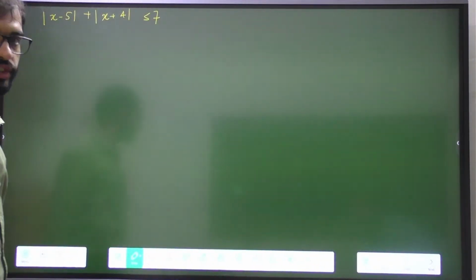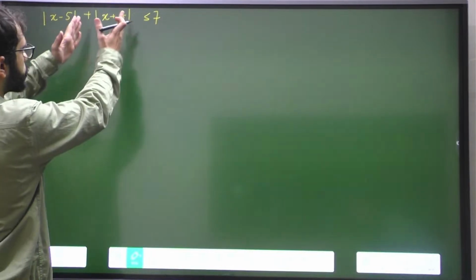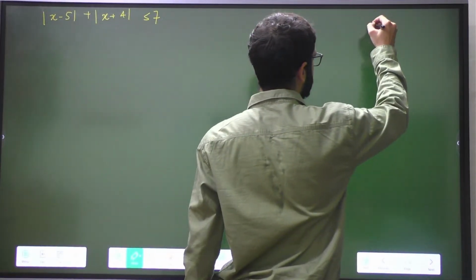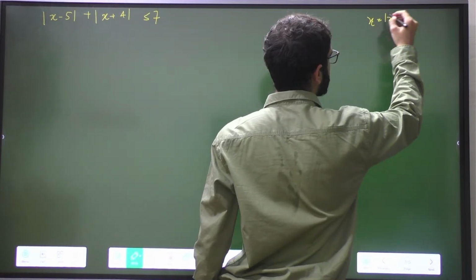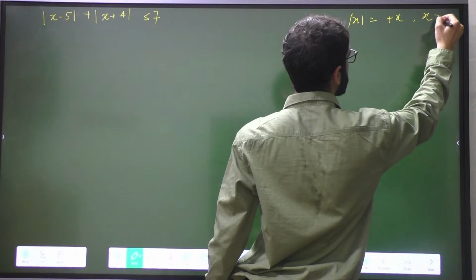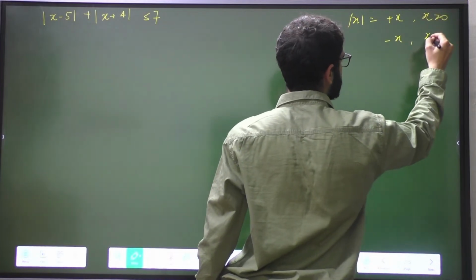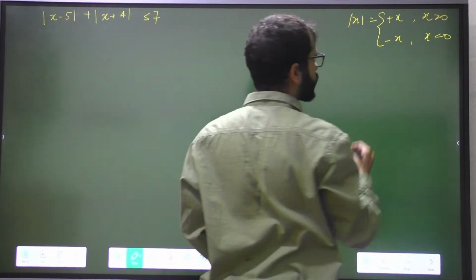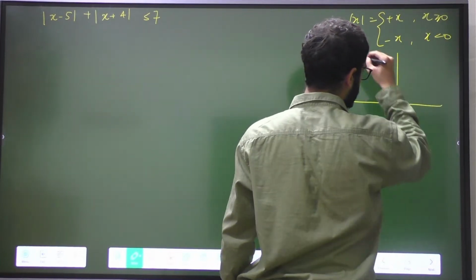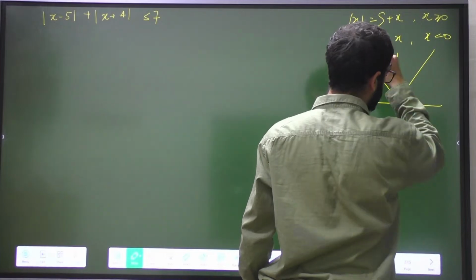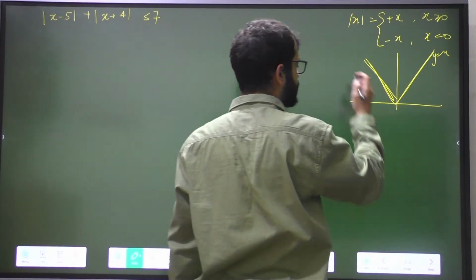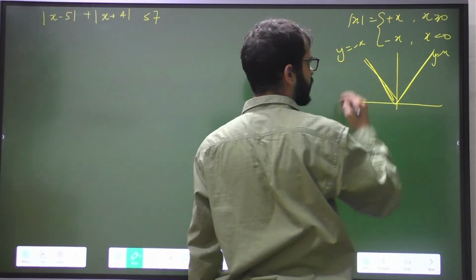This is an important question because यहाँ पे ये कह रहा है sum of two positive numbers should be less than or equal to 7. तो अगर हम फिर से रिवाइज करते हैं mod x. Sorry, if I'm writing mod x is equal to plus x when x is greater than 0, this is equal to minus x if x is less than 0. Equality can be placed in either of these equations. The graph looks like this. When x is greater than 0, then what do I get? Y equals x. If x is less than 0, what do I get? Y equals to minus x.